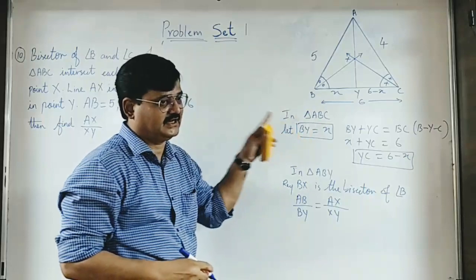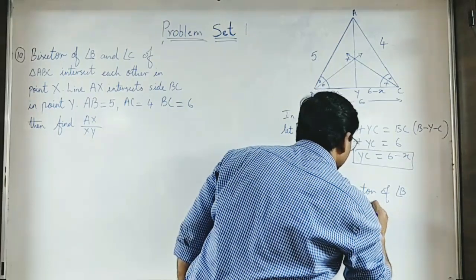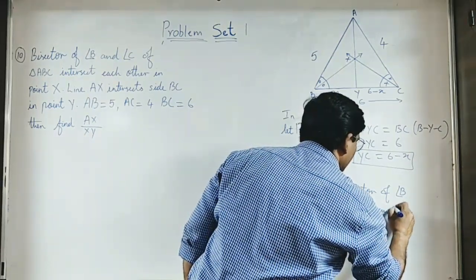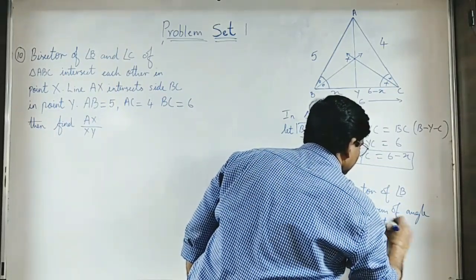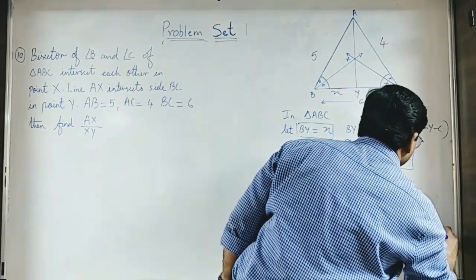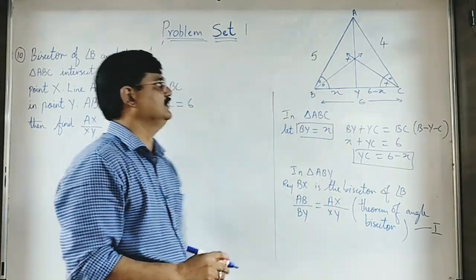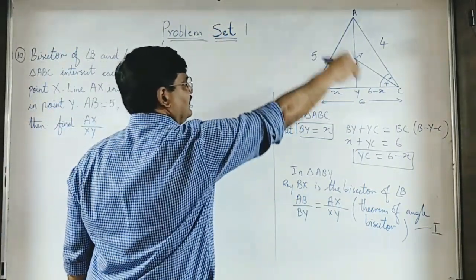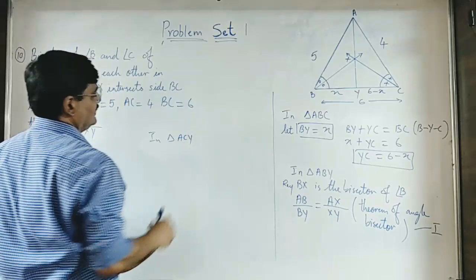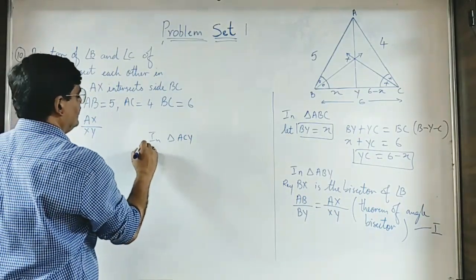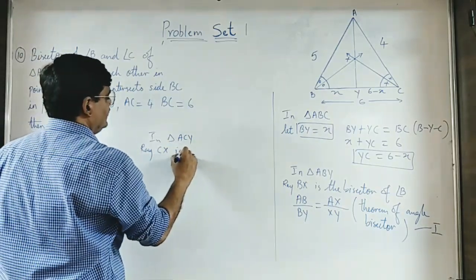We are going in triangle ABY. Keep that in your mind. I'll be writing there the theorem of angle bisector, as we have done in the previous one also. Theorem of angle bisector, and I'll write this as statement number 1. Now I'll be going in another triangle, ACY. Here I went ABY, now ACY. In triangle ACY, again ray CX is the bisector.